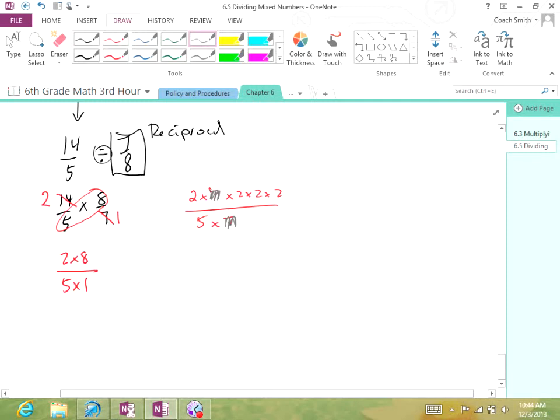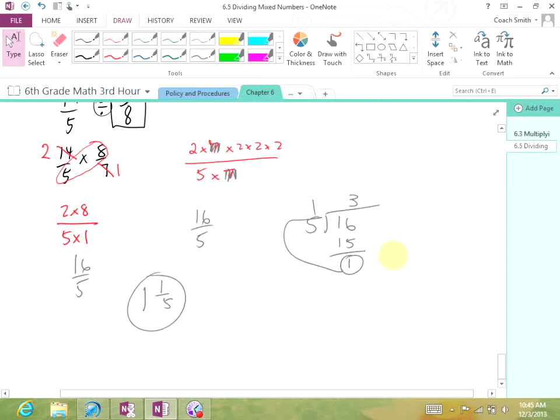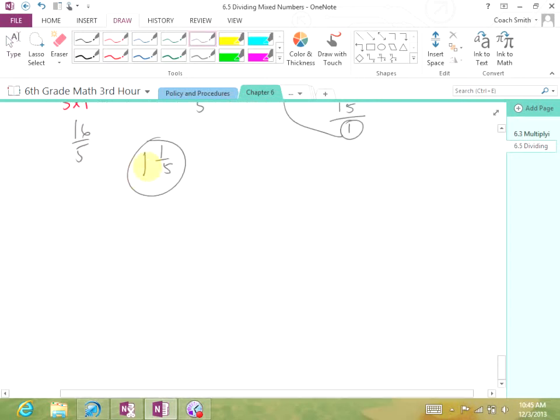Okay, and that would still give you 16 over 5, 16 over 5. You divide 5 into 16, it goes 3 times. Remainder 1. Put the 1 over the 5. And that gives you 3 and 1/5. Some of you got 3 and 1/5. I put that by mistake.